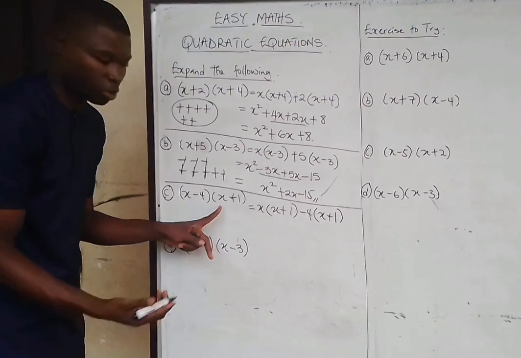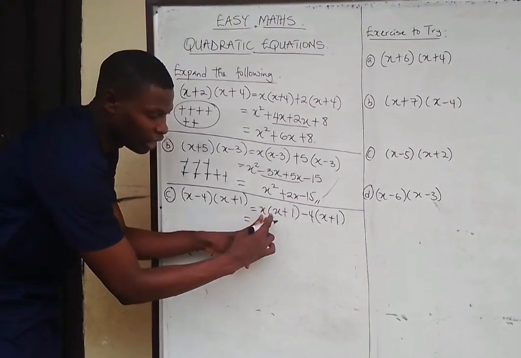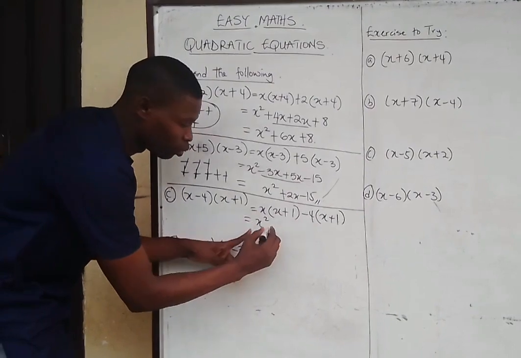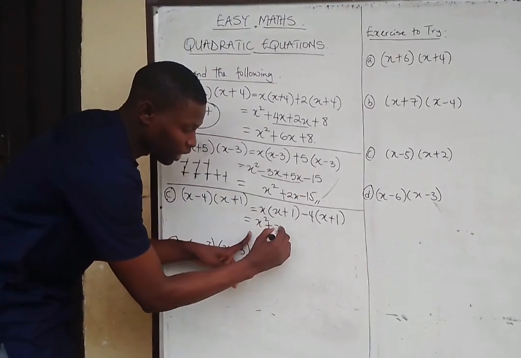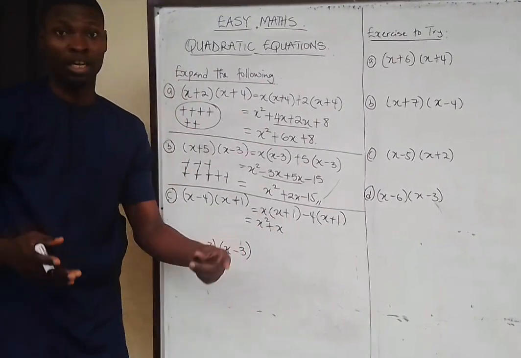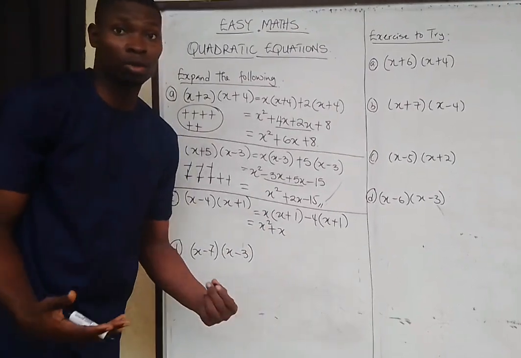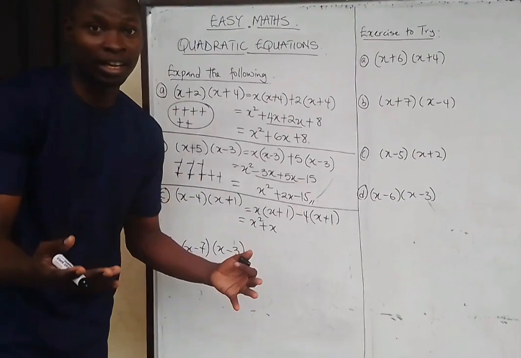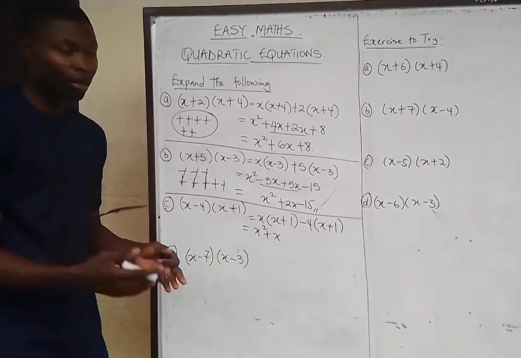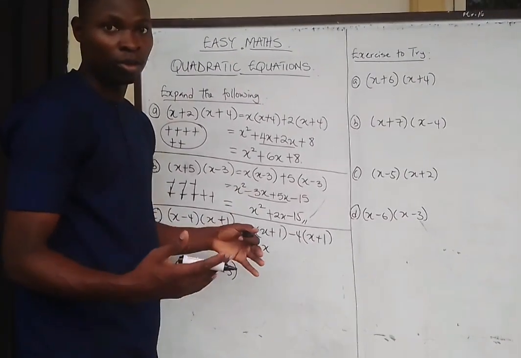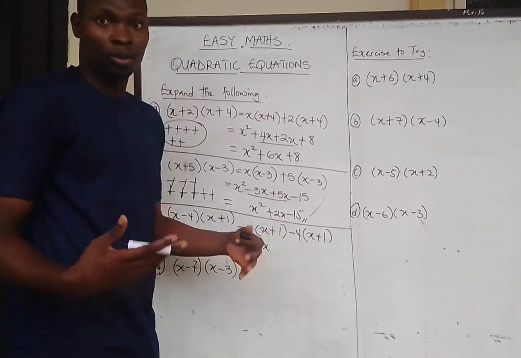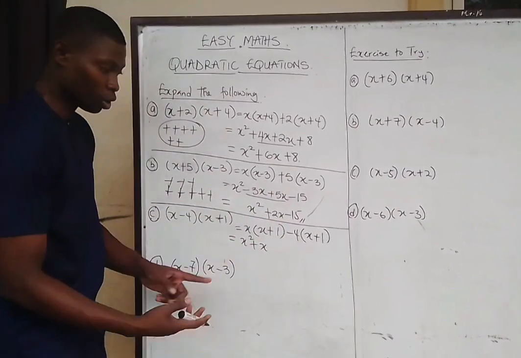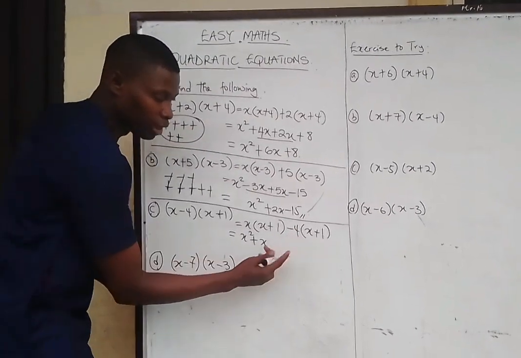So time to expand. If you're expanding now, x times x will give us what? X squared. X times plus 1 will give us what? Plus x. Well, I hear somebody say plus 1x. Plus 1x is the same thing as what? X. If you're solving and you say plus 1x, you're just telling us that you're a layman in maths, because 1x is the same thing as what? X. So please, let's take note. Instead of writing 1x, you just put what? X alone.